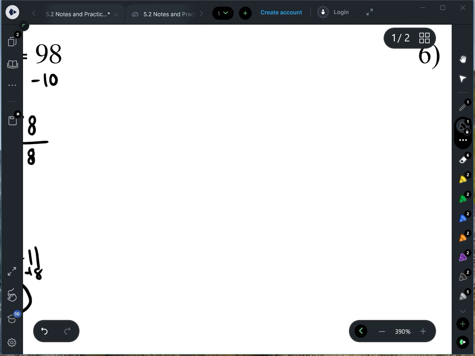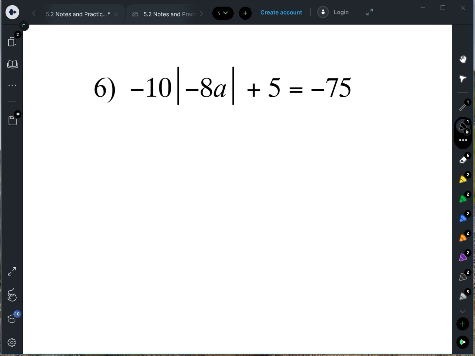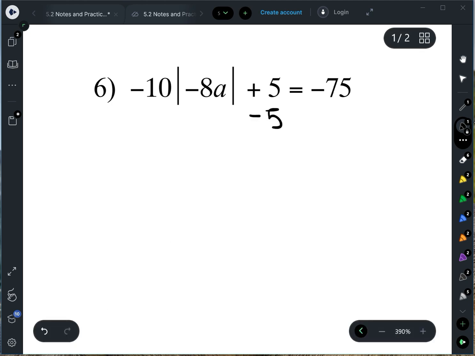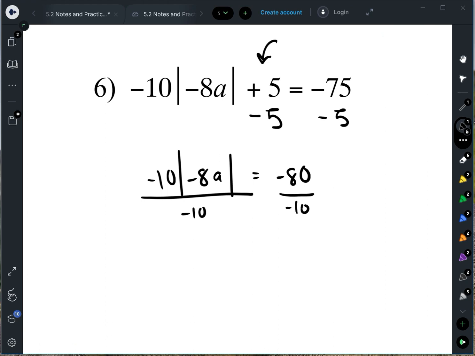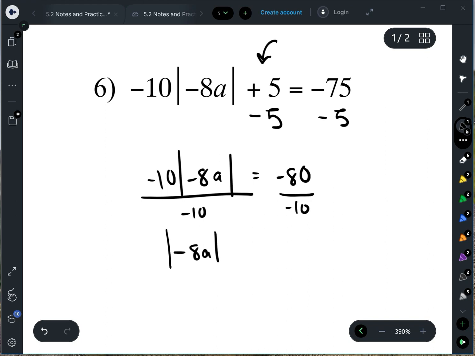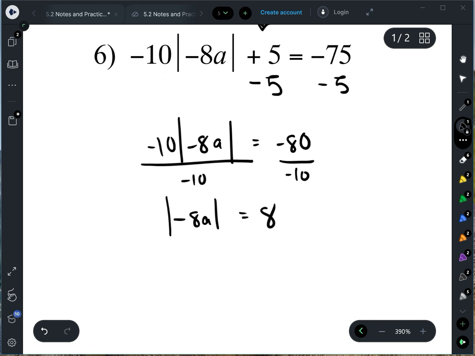Let's take a look at one more here, okay? Again, don't distribute that negative 10. Subtract the 5 away. Always take care of the addition and subtraction first. So it's negative 80. Then divide by the negative 10. You do not want to distribute. So we have the absolute value of negative 8a is equal to a regular 8. Negative 80 divided by negative 10.